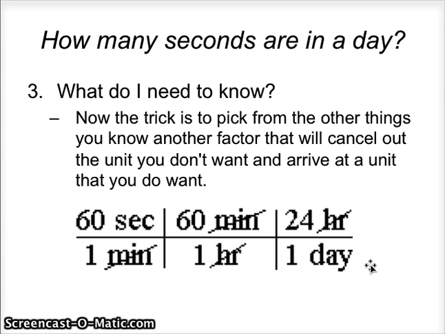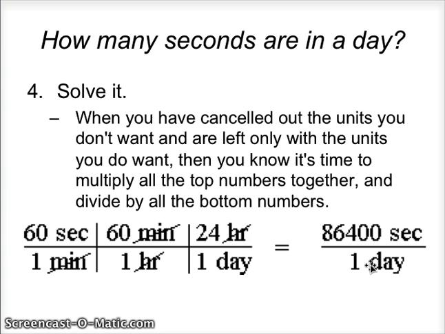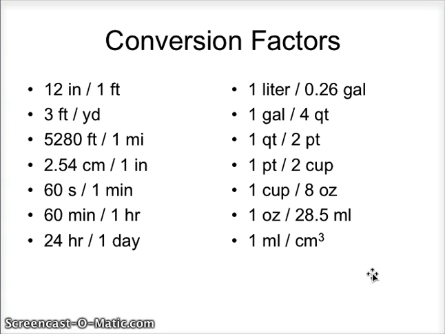60 seconds, 60 minutes, 24 hours, minute on the bottom, an hour on the bottom, and a day on the bottom. So basically, step 4 will be for us to solve it. So once all the units have been canceled out, you're only left with the units that you really want. Then it's time for you to multiply all the numbers on the top, the numerator, and then you multiply all the numbers on the bottom, the denominator. And what you'll do is then divide the top number by the bottom number, and you should get your answer. Okay?